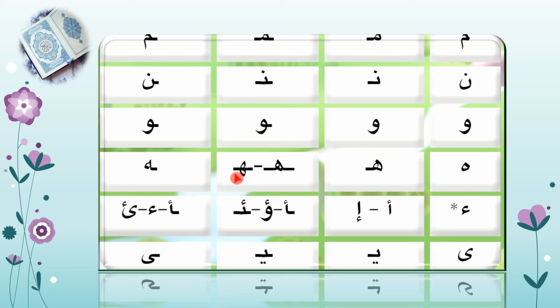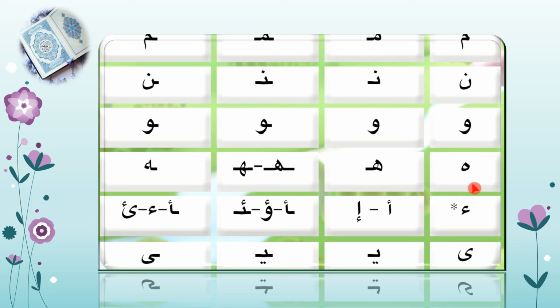At the end of the word, we have this small line with this circle. If we have ha, it will connect with the previous letter. But if the ha wants to connect with the previous letter, we have this shape, this circle.